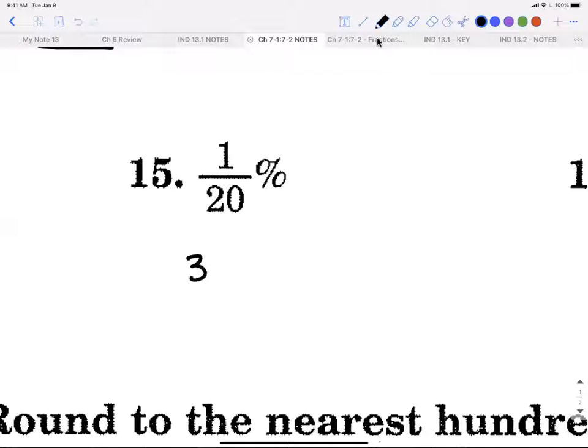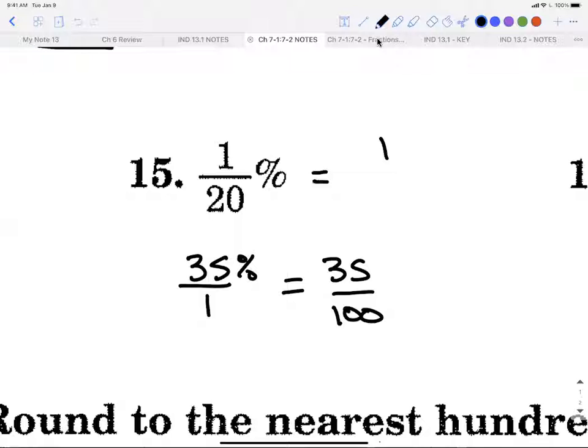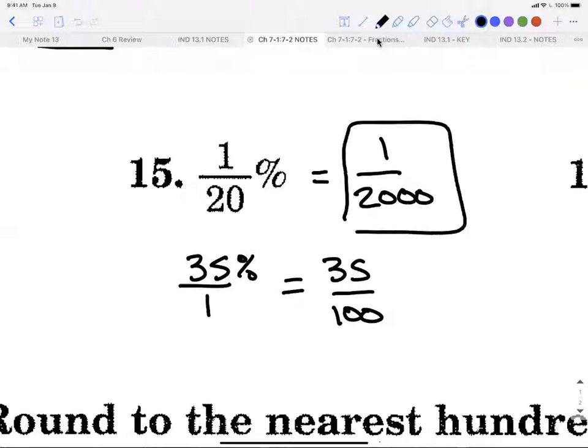When I had 35%, that's really 35 over 1. To change it to a fraction, I simply kept the numerator and added 2 zeros to the denominator, right? I'm going to do the same thing here. I'm going to keep the numerator and I'm going to add 2 zeros to the denominator. Can that be reduced? Of course not, because 1's on top.